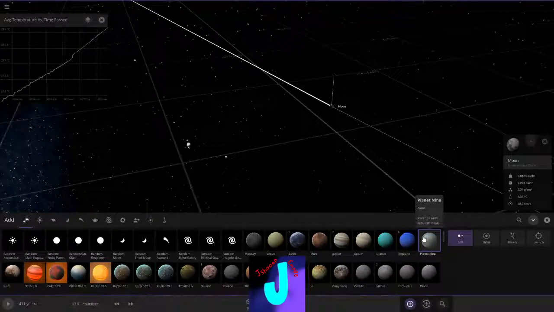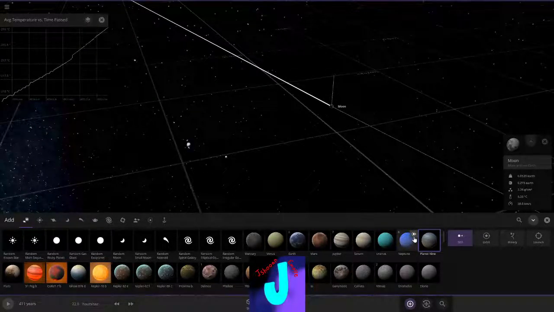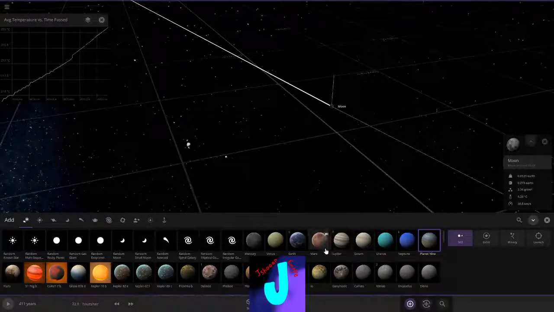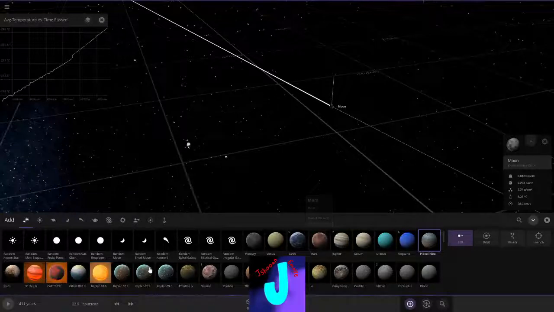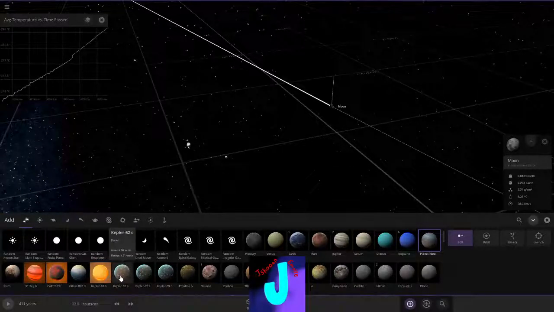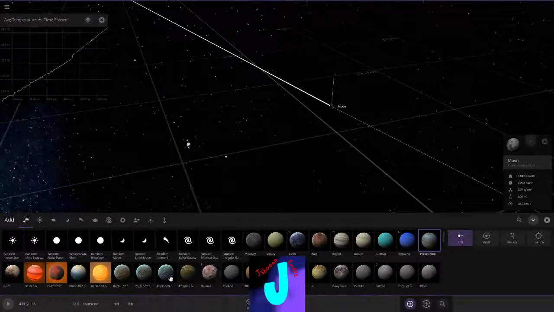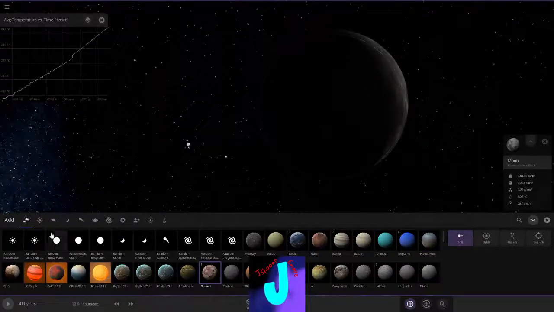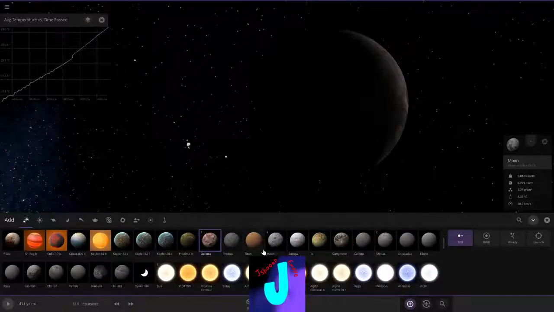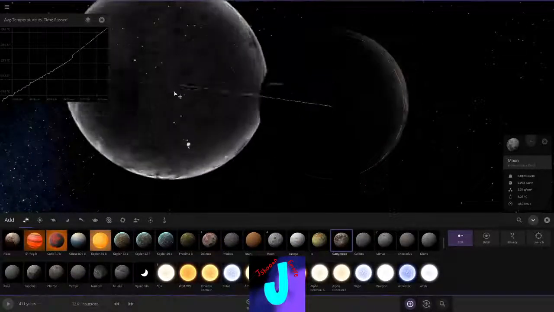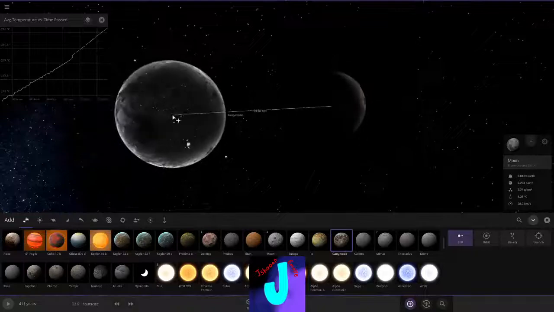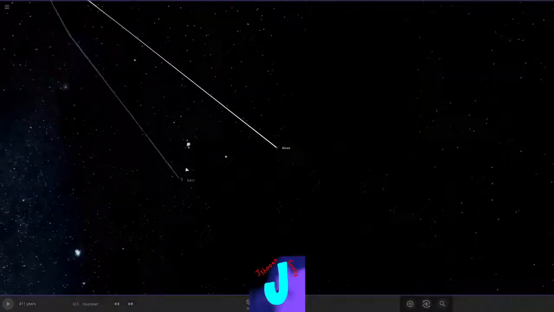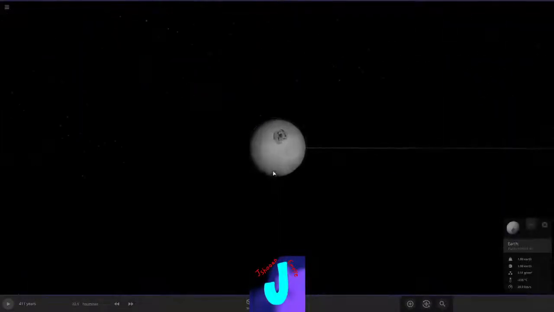I don't know what the heck Planet 9 is. Is that like the fabled Planet 9 that we have no idea about? That we're trying to figure out or something? I don't know. Kepler 62. Ooh, Kepler system. Yeah, that might be fun.